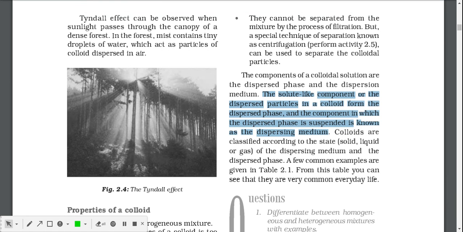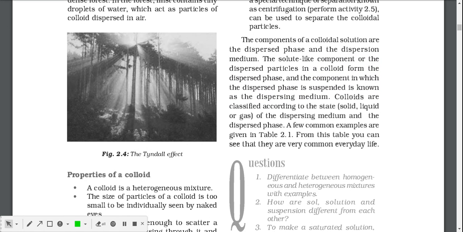I'm explaining now. The solute particles or components, which we can also call dispersed particles, are present in colloidal form within a phase. Suppose there are particles of dust in a dark room; those we call dispersed particles or solute-like components. The phase is the air present in that dark room, and the component in which the dispersed phase is suspended we call the dispersing medium, that is, where it is acting. So basically air is known as the dispersing medium and those particles are known as the dispersed phase, right.